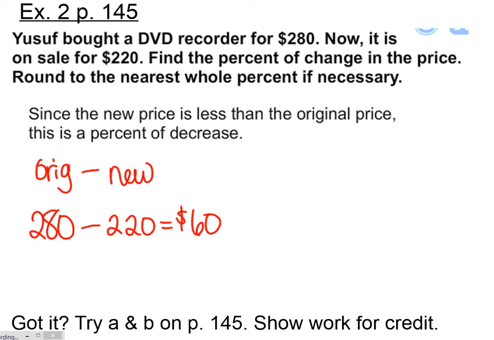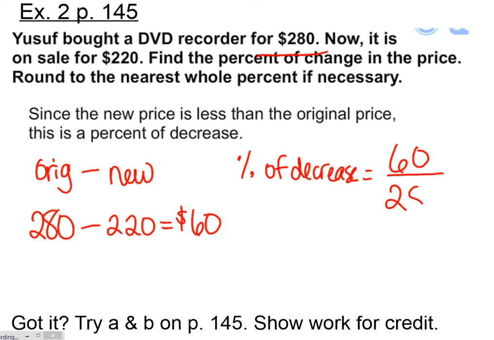Now that you know the amount of decrease, now we can find the percent. So that is a difference of $60 divided by the original amount, which was $280. So $60 difference divided by 280. When you use your calculator, type in 60 divided by 280, and you should get approximately 0.21. Now remember, this is our decimal.